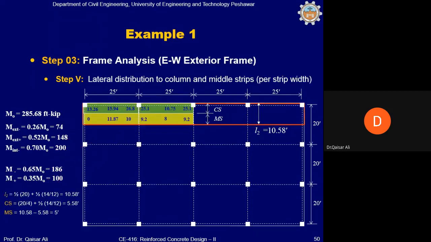Then further, the moments are calculated per unit strip width. You know the column strip and middle strip width, divide the bending moments by the relevant strip width, and the bending moments per unit width will be obtained.